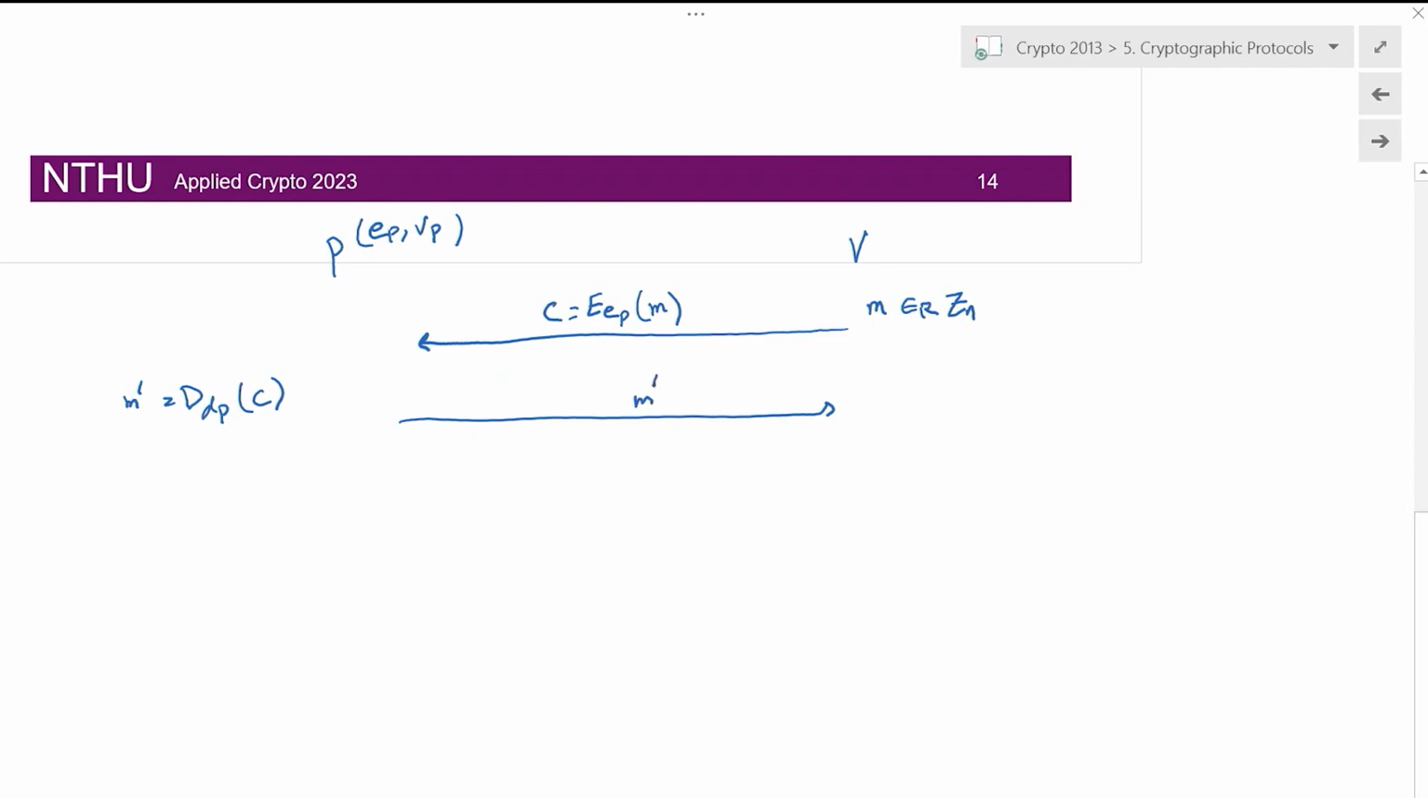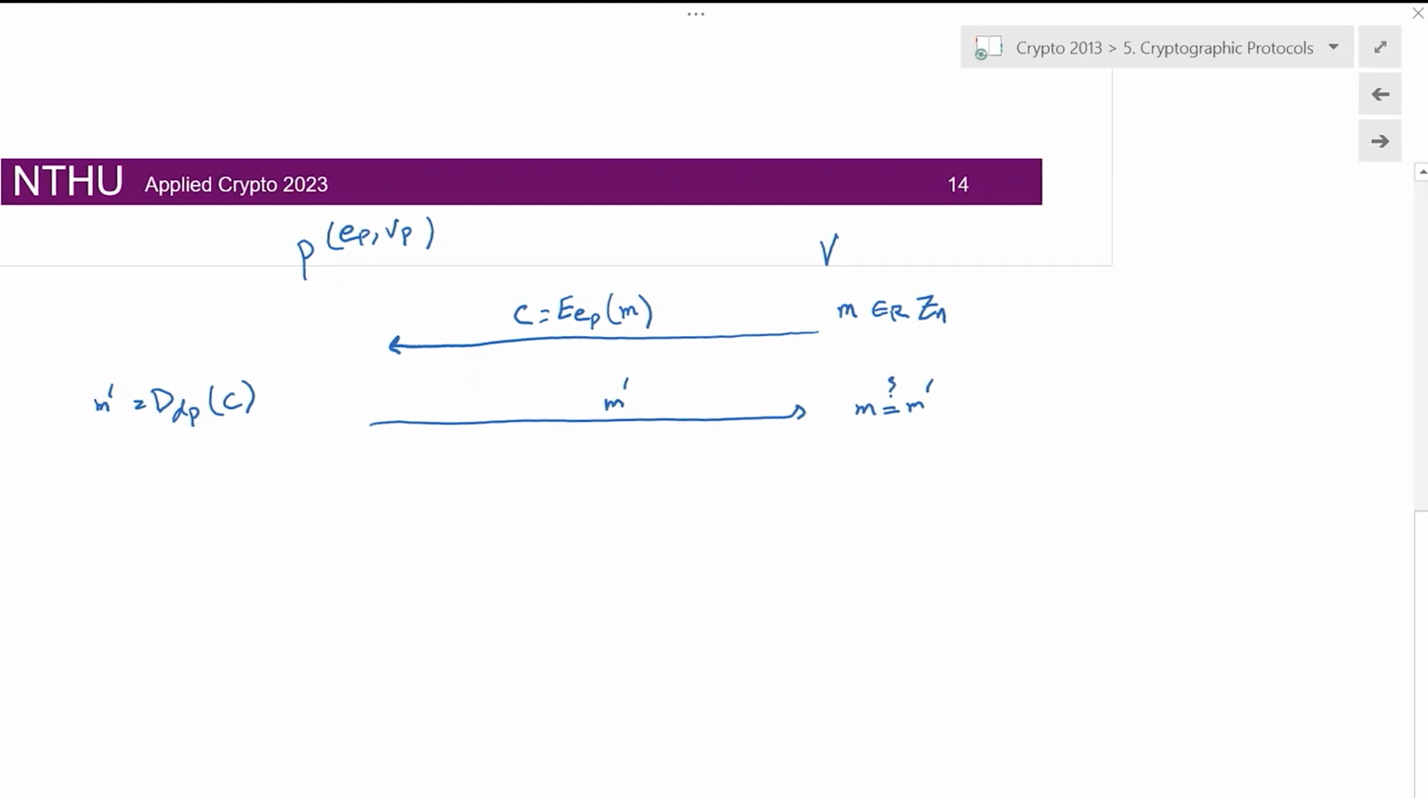He responds with M prime, and then the verifier checks whether M equals M prime that he received from Peggy. If M equals M prime, that means that this is indeed the prover itself that was able to decrypt this message and send it to us. And the confidence in that is high because the probability of M being M prime by chance is very small, 1 over n, where n is the number of elements in Zn.